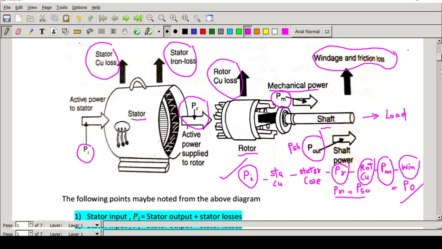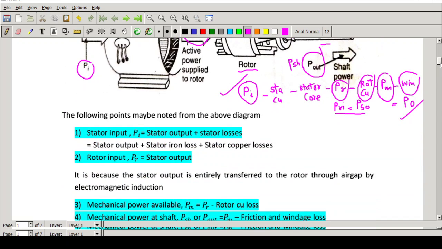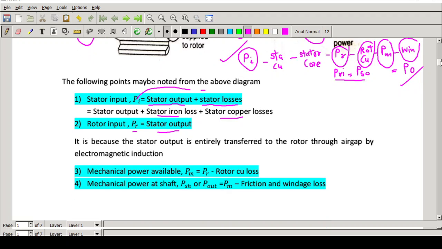Now, the same thing I have explained here also: stator output is equal to stator input minus stator losses, and stator losses include stator iron loss and stator copper loss. Then rotor input is the same as stator input. Why is it like that? Because whatever power we give to the stator is not converted but transferred to the rotor through the air gap. There is a conversion: the electrical power we give to the stator is converted to mechanical power at the rotor. So the entire power is transferred to the rotor through the air gap.